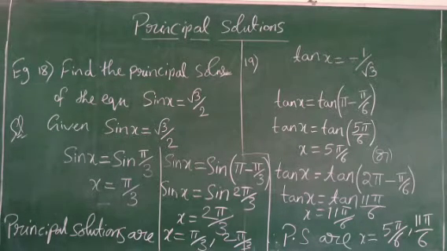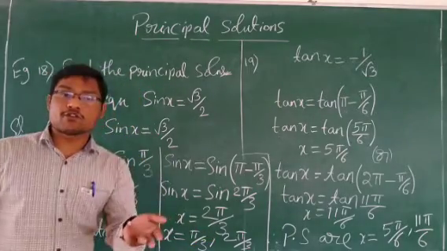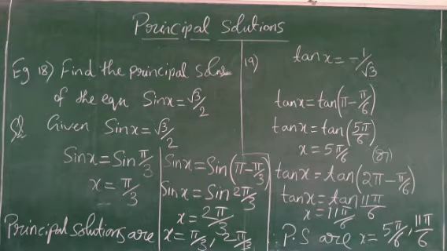If you observe both the problems, first we should look at the positive sign or the negative sign, and based on that you can select the quadrants, in which quadrant we should get the angle. If you want the second quadrant you should take pi minus, if you want the third quadrant you should take pi plus, if you want the fourth quadrant you should take 2 pi minus. So that is how we can find the principal solutions.